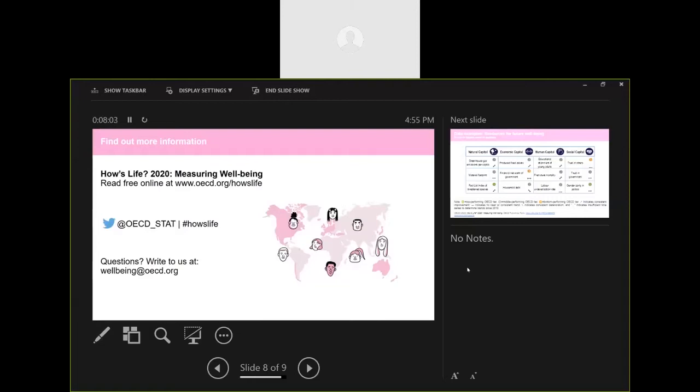To find out more information, read the entire report that has some visualizations that showcase what can be done with the database. You can go to this website here. There's an email address here to write any questions. And including, you know, if you need the database in a specific format that's not accessible on OECD.stat, we're very happy to provide that. Thank you very much.